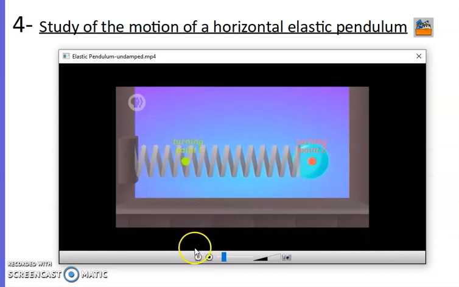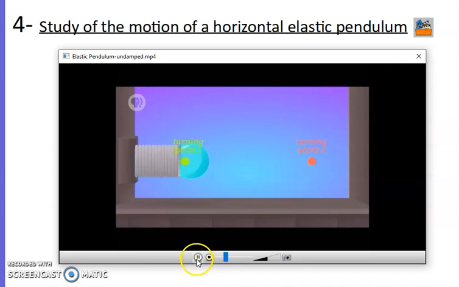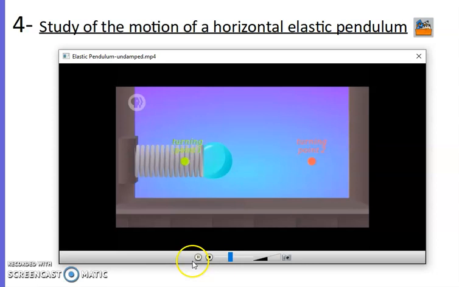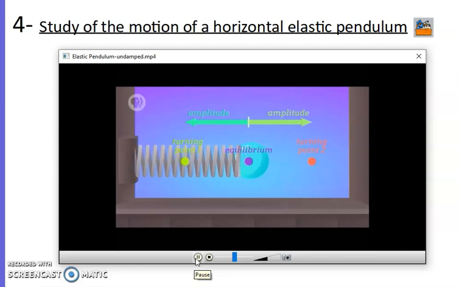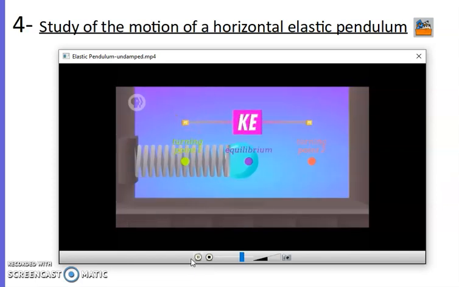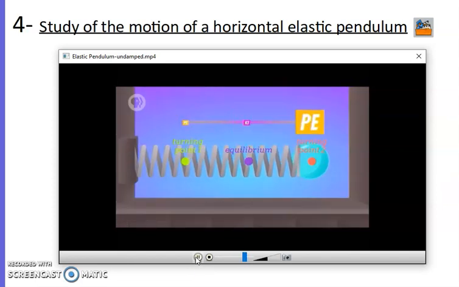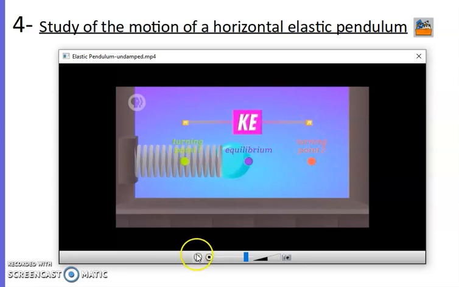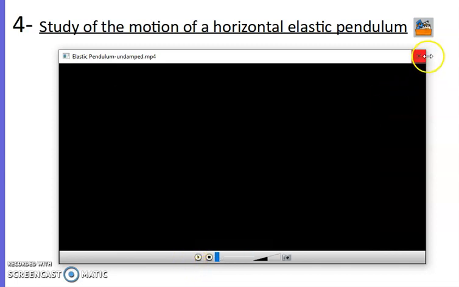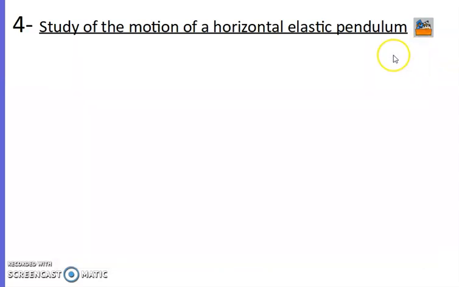So you see turning point 1, turning point 2, and you see the equilibrium position, okay? Now look at the amplitude, which is OA equal OB. You see the amplitude? And look also at the energy, how it varies from kinetic to potential and then from potential to kinetic, right? Okay, this is the study of the horizontal elastic pendulum.